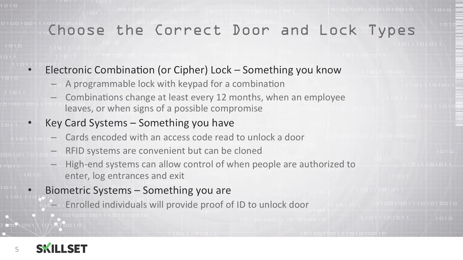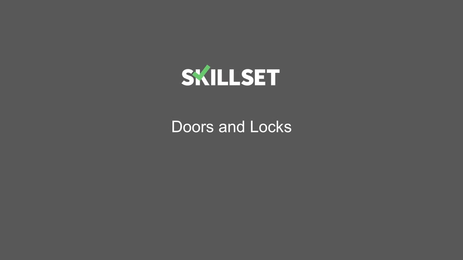Finally, biometric systems use something you are, such as a fingerprint or facial recognition, to allow an enrolled individual to unlock the door once they provide proof of their identity. This concludes our Doors and Locks module.